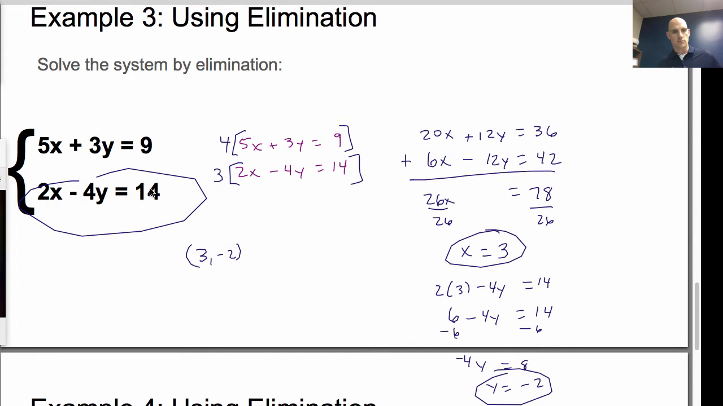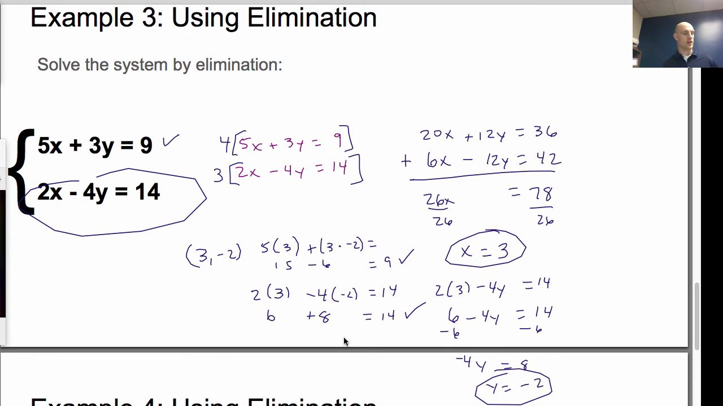And if I checked it, I'd have 5 times 3, which is 15, plus 3 times negative 2, which is negative 6. So I got 15 minus 6 equals 9. First one checks out. Second one, 2x minus 4y, so 2 times 3, I'm subbing in my point, minus 4 times negative 2 equals 14. Well, so I've got 6 minus a minus 8, so plus 8 equals 14. So they both check out.